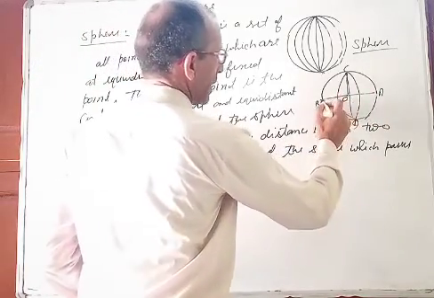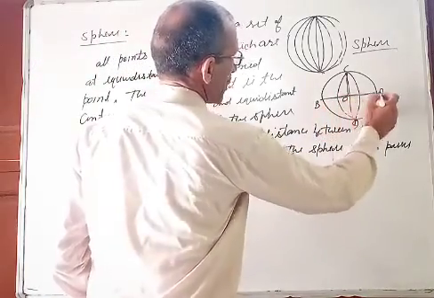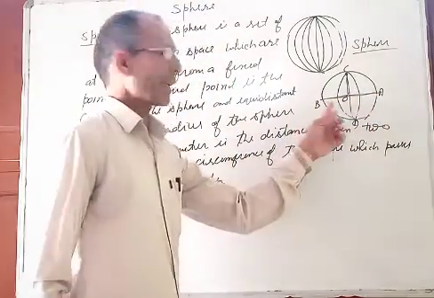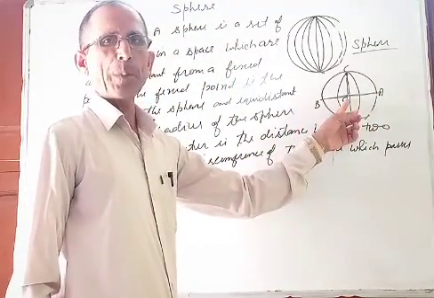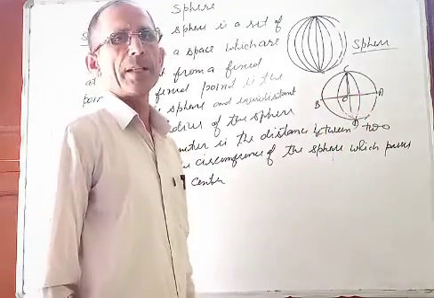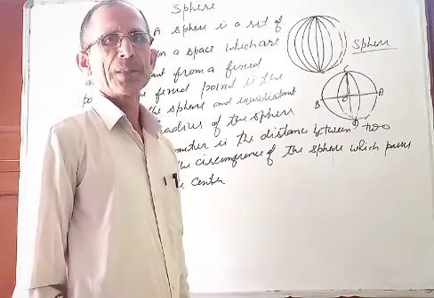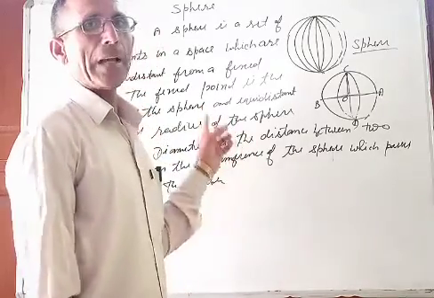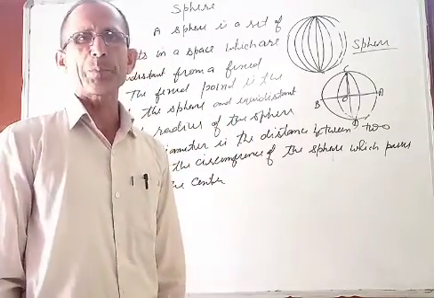So this is the sphere. This is the distance between 2 points on the circumference which is passing through the center. Center is O, so AB is the diameter of the sphere. Have you understood? Once again I am repeating the definition of a sphere.